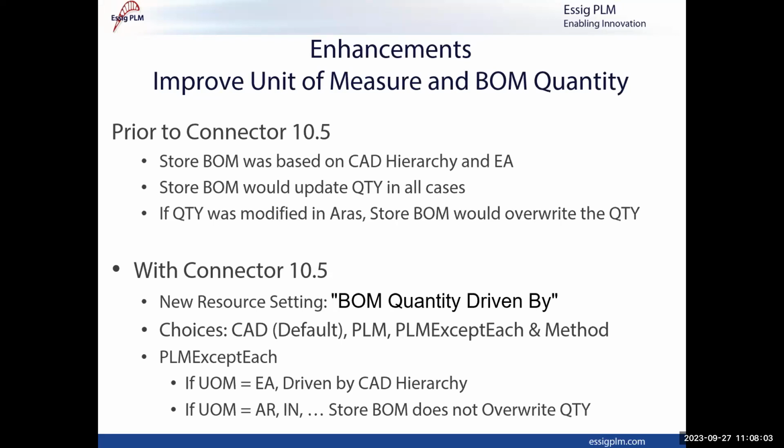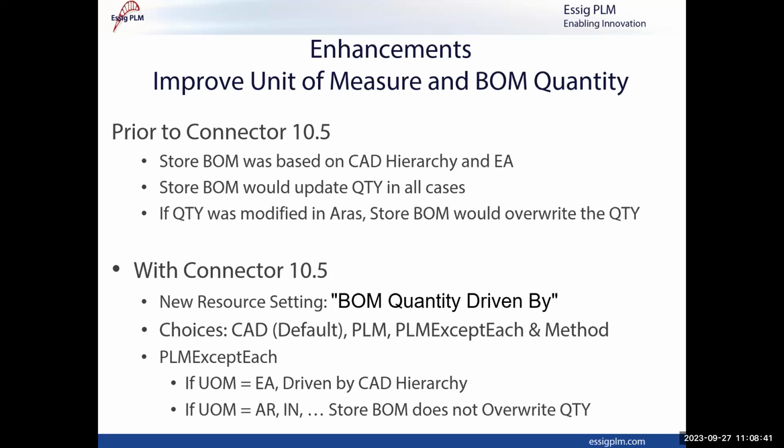In my opinion, the two options we will use most are PLM accept each, and then the method. PLM accept each means if I have the unit of measure set to each, it is going to be driven by the CAD application. Whatever I model, when I do a store BOM, that hierarchy, and if I have exclude from BOM, we adhere to each of the CAD applications and their definitions. So we're always updating Aras with the right information. If the unit of measure is each, it's driven from CAD.